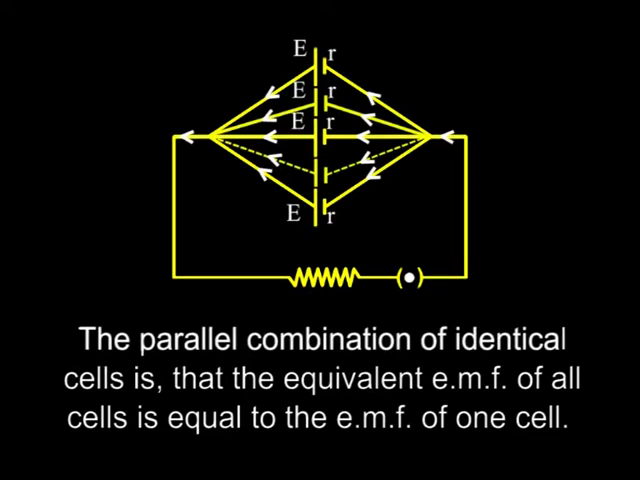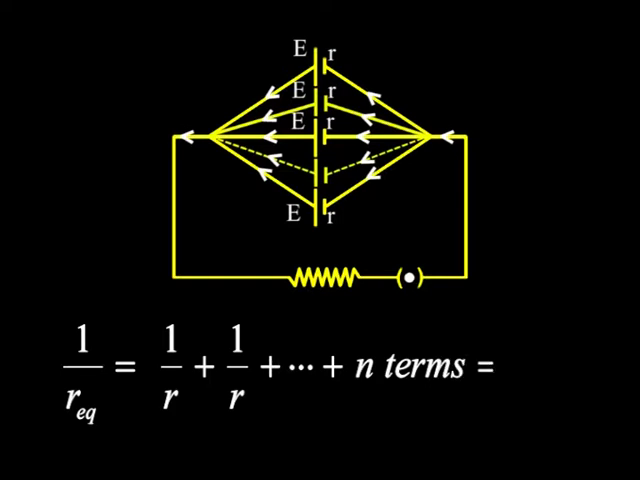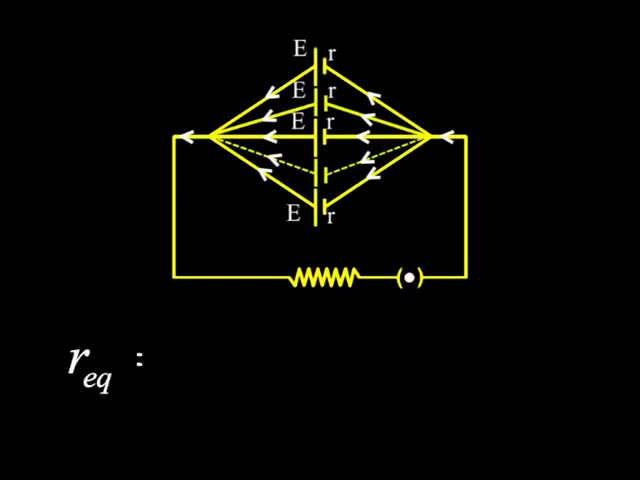This happens simply because in parallel combination of cells, there is only an increase in the sizes of the electrodes and not the EMF of the cells. Equivalent internal resistance of parallel combination of n cells can be written as 1 upon R equivalent equal to 1 upon R plus 1 upon R plus and so on up to n terms, finally equal to n upon R. Or you can say R equivalent is equal to R upon n.